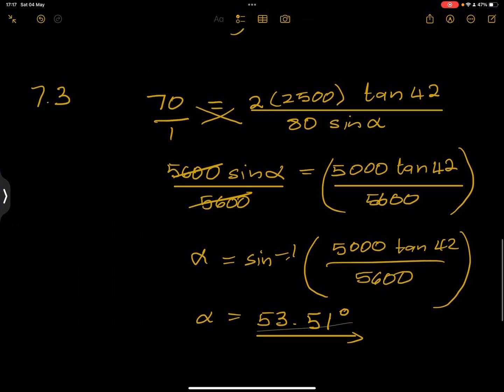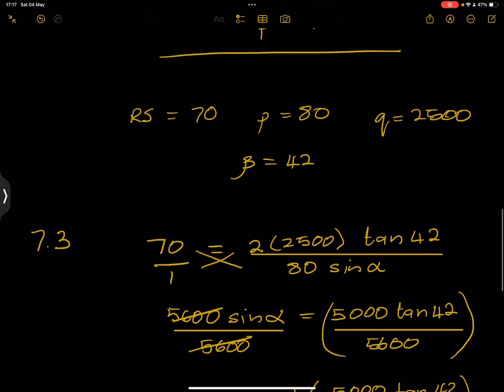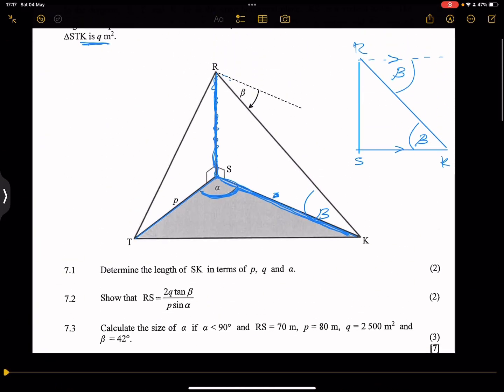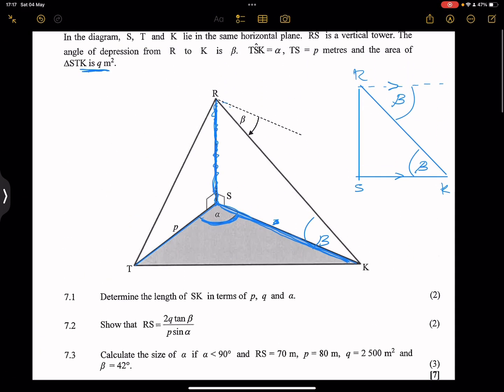All right, hope that has been understood, ladies and gents. And with that, we conclude question 7.